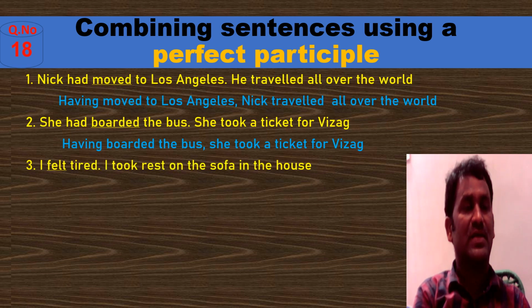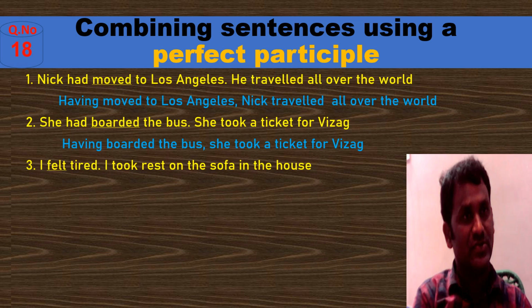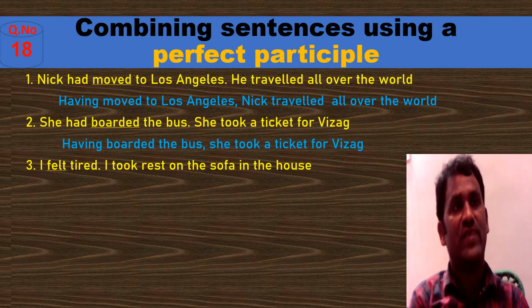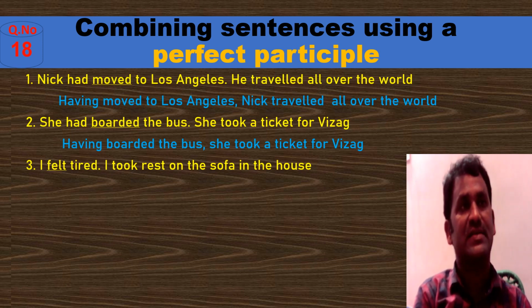Third example. I felt tired. I took rest on the sofa in the house. So I felt tired. Here felt is the word. So what are 3 forms of the felt? Feel, felt, felt. I have told you already. Right. So having felt tired. Having felt tired, I took rest on the sofa in the house.